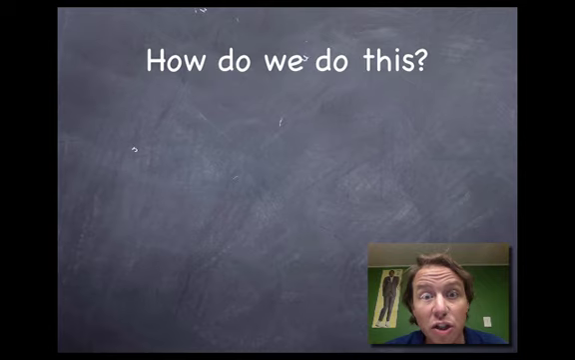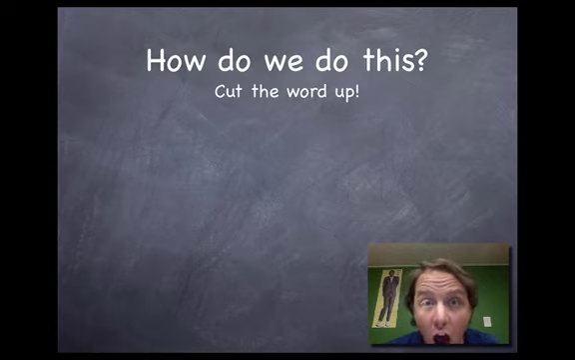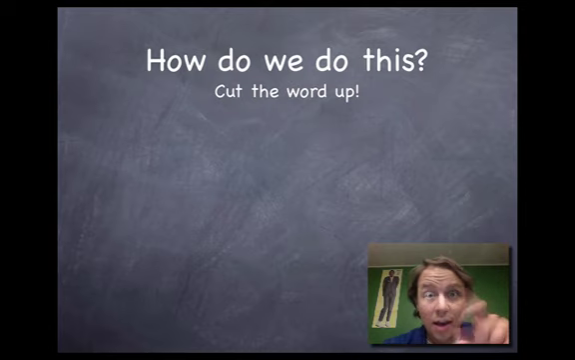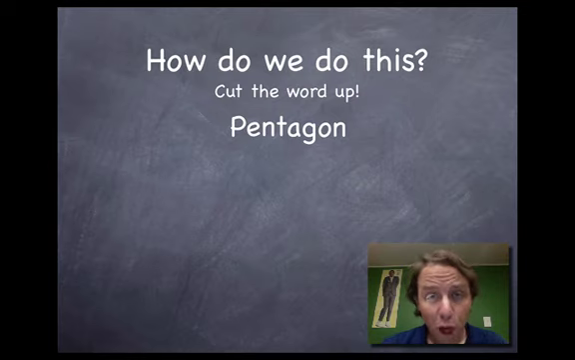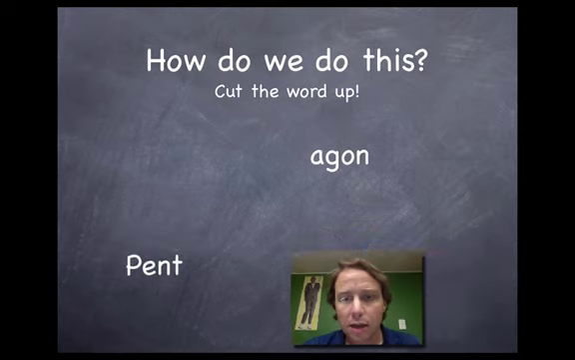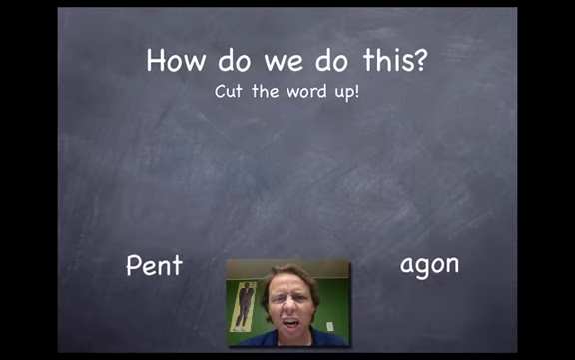We're going to go through a couple little tricks on how to do it. How do we do this? Well, we're going to cut the word up. So let's take a look at the first one we're going to talk about. It is a pentagon. Go ahead and say that word. Pentagon. Okay, so let's break that word up. We've got the first part, pent, and the next part, agon.